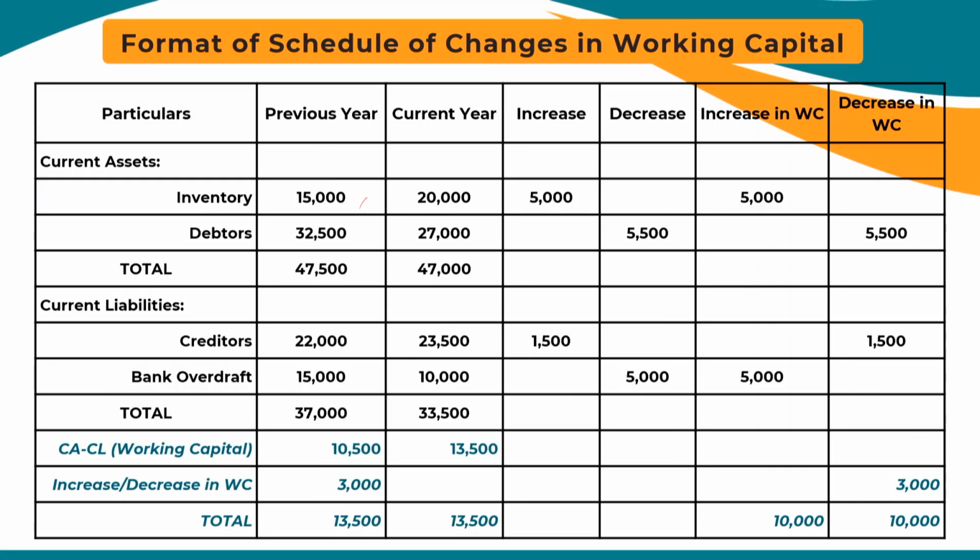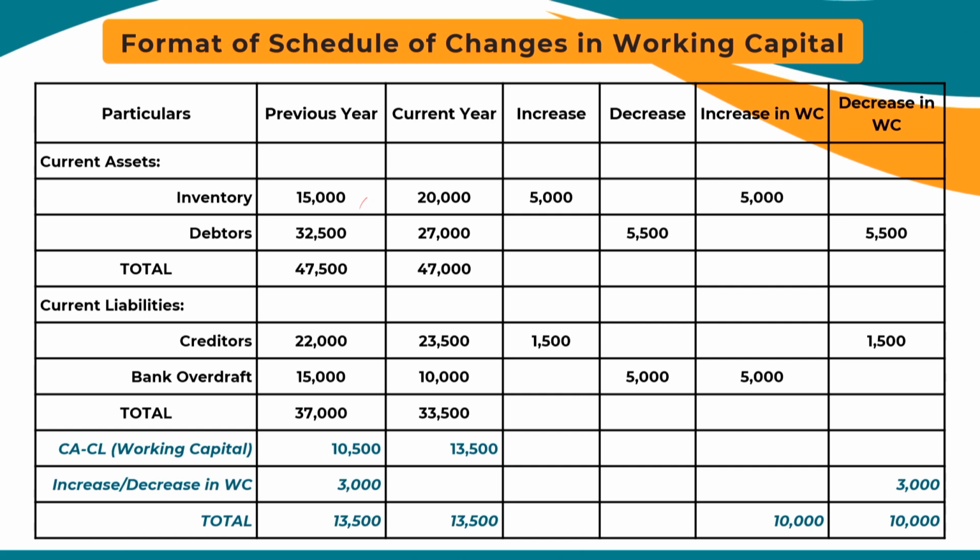Similarly, if we are going to take the next item, debtor, it is 32,500 in the previous year and 27,000 in the current year. So, it appears that there is a decline in the amount of debtor from previous to current year by 5,500. So, it is shown in the individual decrease column as 5,500, and as there exhibits a direct relationship between current asset and working capital, it is also shown in the decrease in working capital column, 5,500.